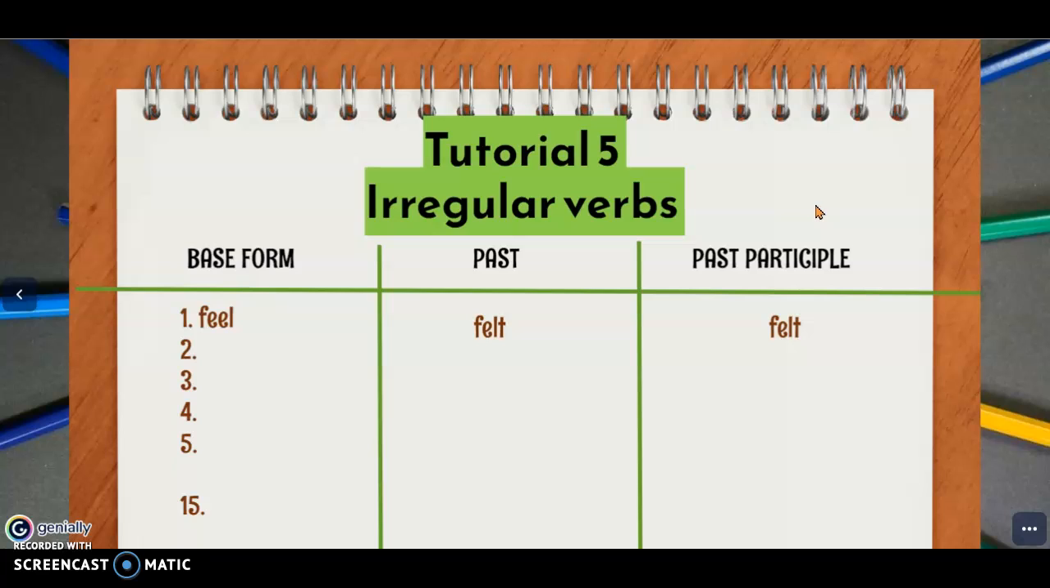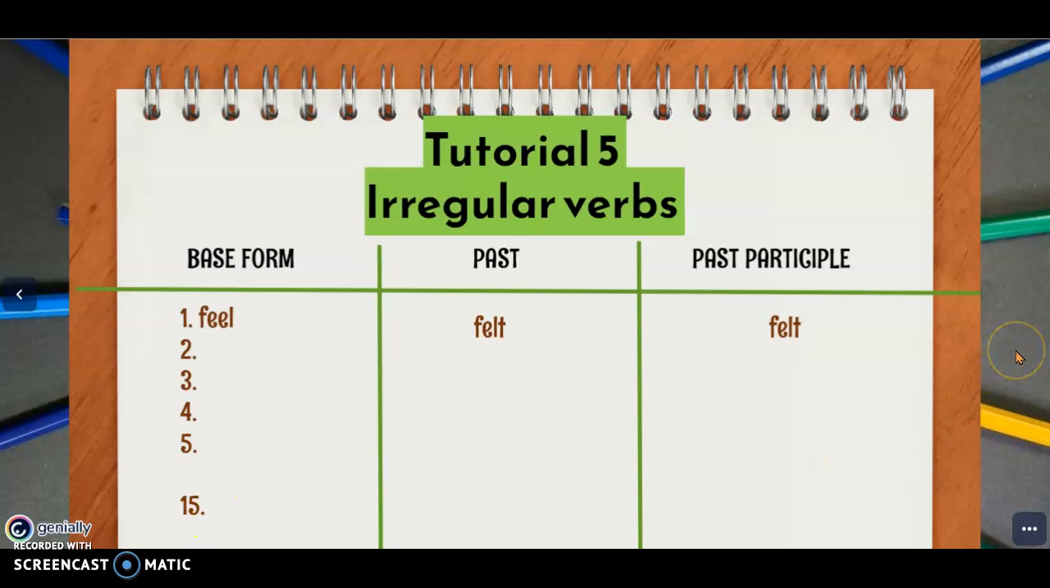So take out your notebook or a piece of paper if you don't have any notebook pages left. And you have to write the title and this chart. The verb in base form, past, and past participle, and copy my example. Feel is the base form. The past is felt and the past participle felt. You have to number 1 to number 15 because you're going to learn many verbs today.